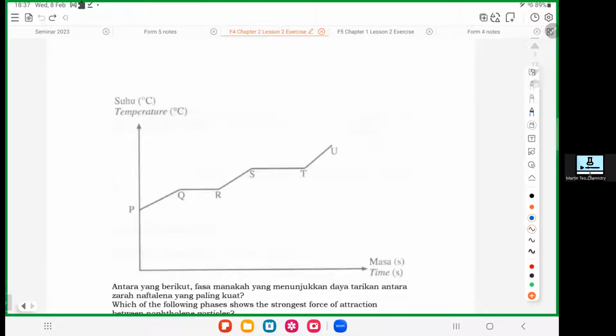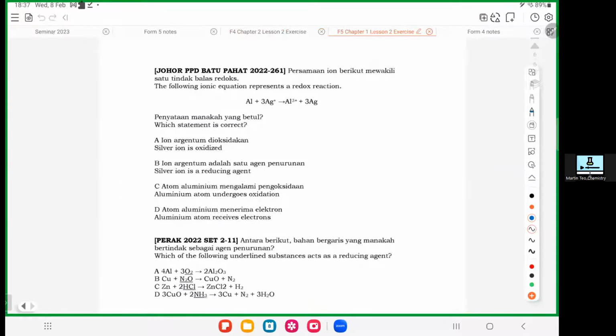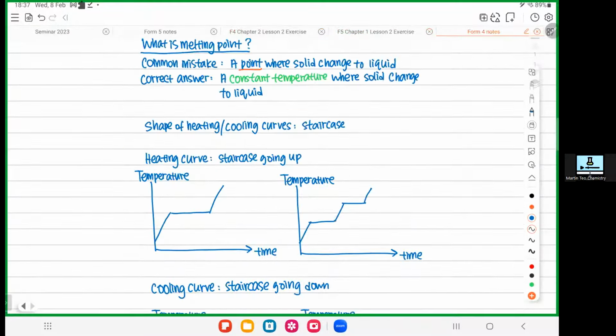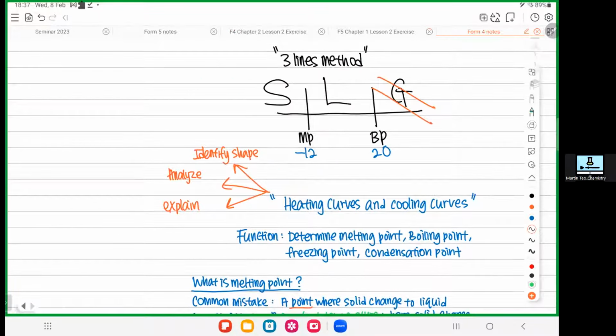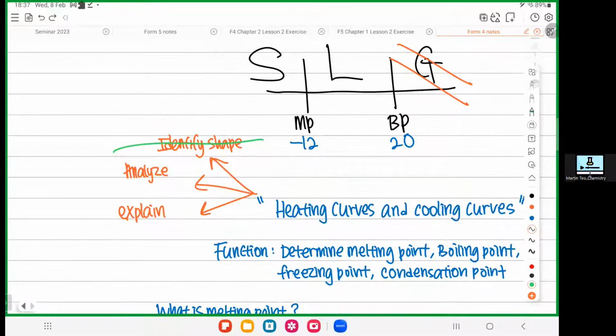So for now, our first objective is that we want to learn how to differentiate. I think we have to do this step by step. First thing, I teach you how to identify the shape. So now you know already the shape is staircase. Go up, go down. Maximum two staircases. Next, I'll teach you how to analyze and explain. I'll start with heating curve. I'll teach you everything you need to know for heating curve. I'll spend quite a long time, 30 minutes or more.